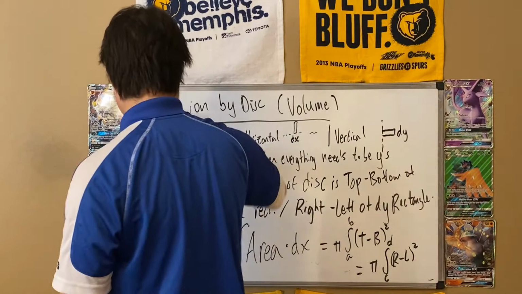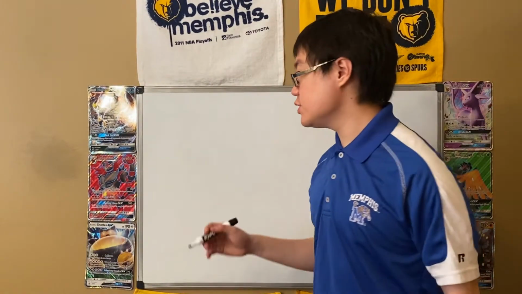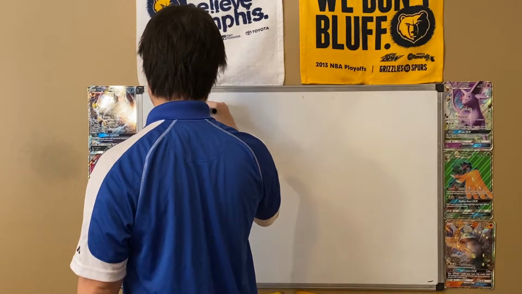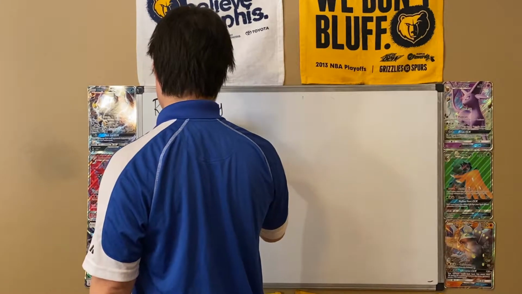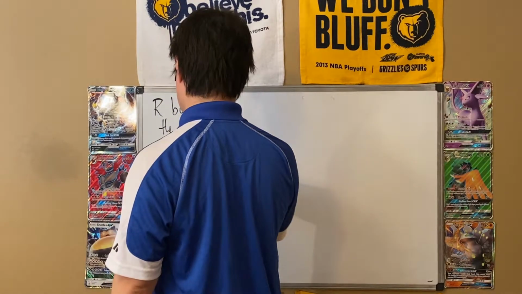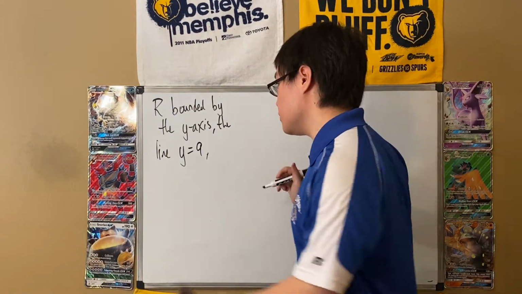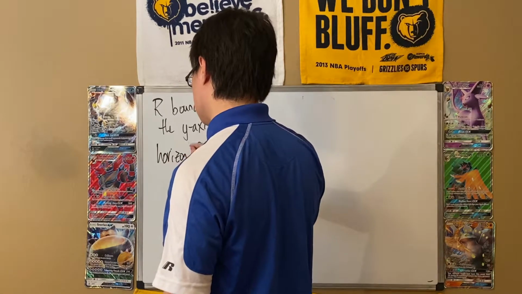So let's do this. Our first region is going to be bounded. So R is bounded by the y-axis, the line y is equal to 9, so the horizontal line. Sometimes they give you that information that it's horizontal.